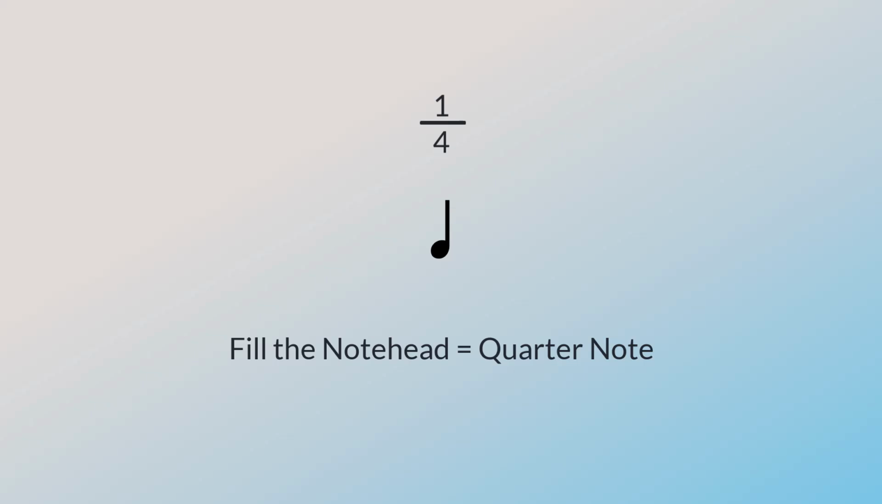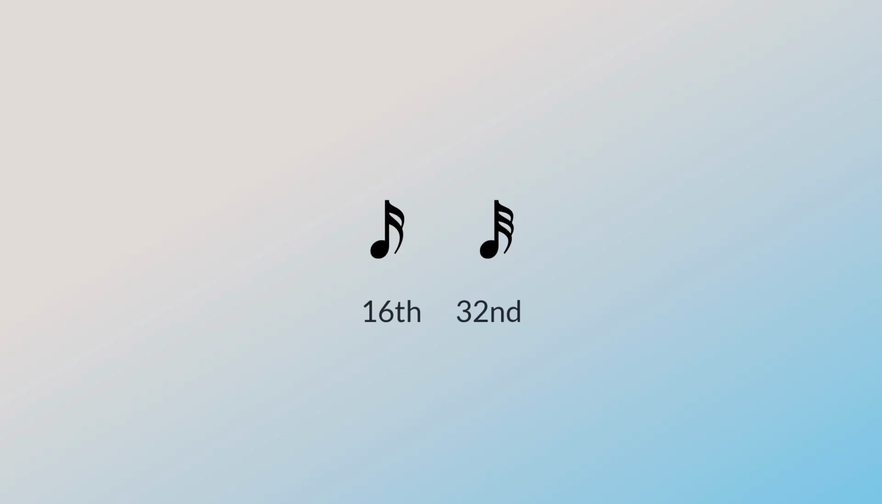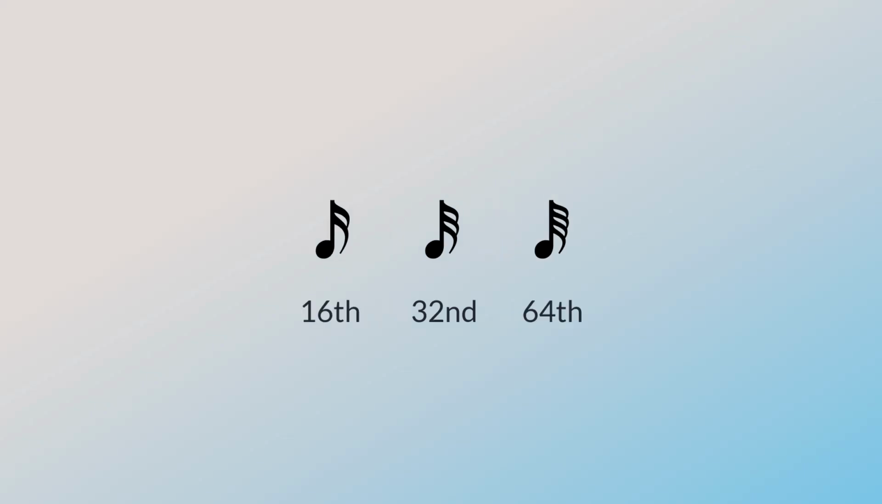Halving the quarter note by adding a flag at the top of the stem gets us an 8th note. From here, the pattern repeats thusly. Add another flag and you'll get a 16th note, another and you'll get a 32nd note, and so on. When starting out, the smallest you'll see will be the 16th, but the pattern is easy to understand.